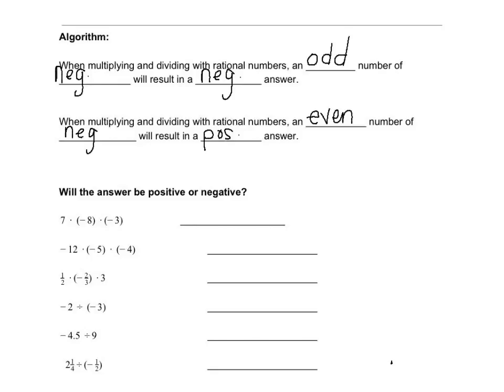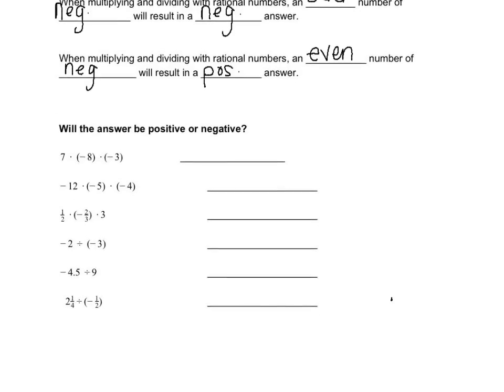So let's take a look at some examples and determine if we are going to have a positive or a negative outcome. So 7 times negative 8 times negative 3. I see two negative signs. 2 is an even number. An even number results in a positive answer. So again, I'm not concerned with what that answer is. We're just trying to determine if it's positive or negative.